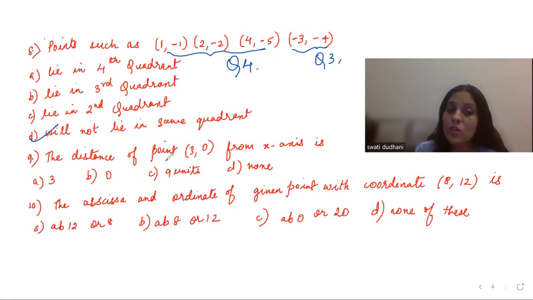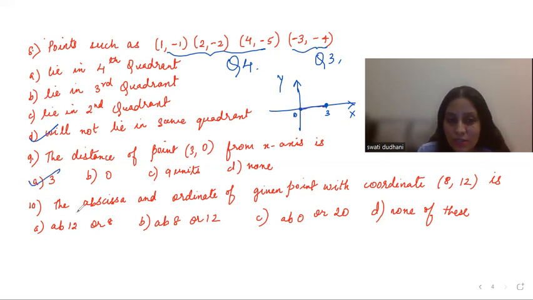Now the distance of the point 3, 0 from the x-axis. Let us plot this 3, 0. The point will lie on the x-axis. So this is 3. Now the distance of the point from the x-axis will be how much? So see, from the x-axis it is 0 units away.